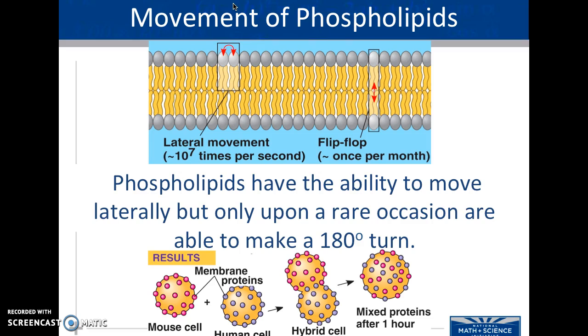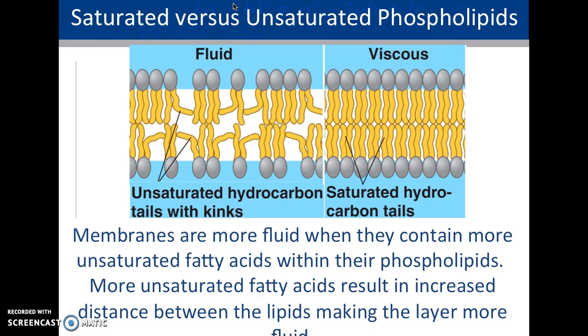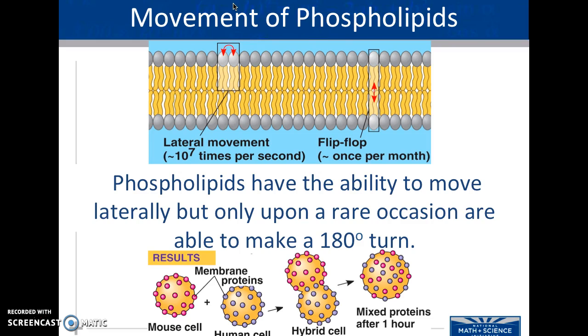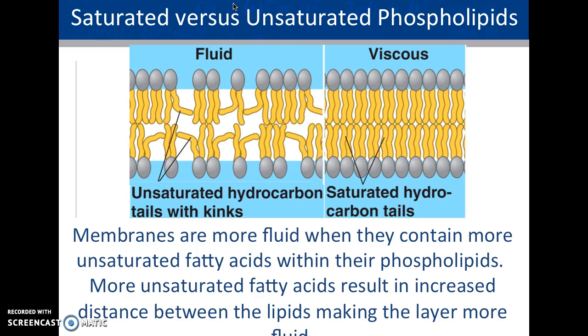How do these move? Phospholipids have the ability to move laterally, but only on rare occasion are they going to make a 180 turn. So these phospholipids can switch with the one next to them. That happens very often, over thousands of times per second, whereas they can switch with the one across from them maybe once per month. We'll talk about why. And if we look back, we'll see that when you mix cells together, they can sometimes exchange phospholipids with each other, which makes it really interesting, but not important for now.